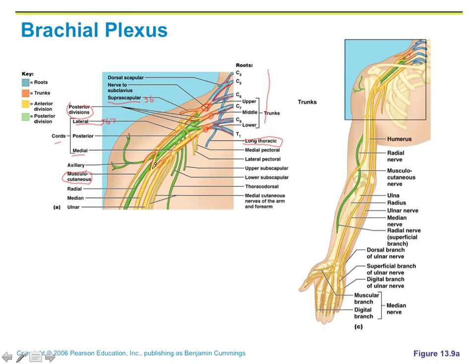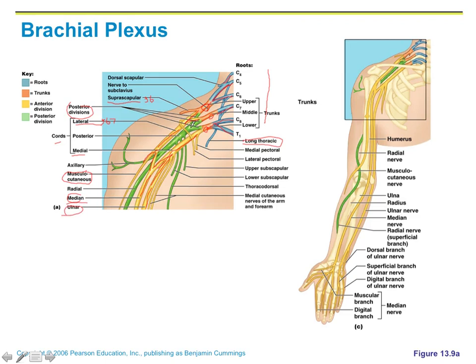Once the medial cord and the lateral cord unite together, they form the median nerve. Now let's take a look at the medial cord. The medial cord sends a branch to unite with the lateral cord. It also sends another branch, and this branch is very important. That is the ulnar nerve.